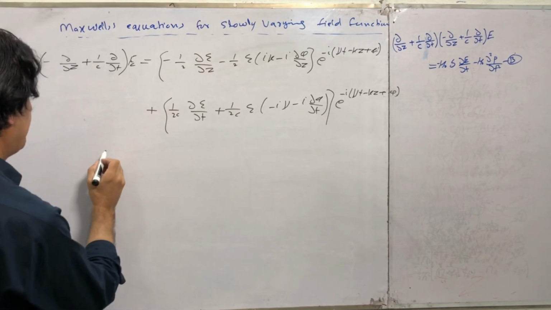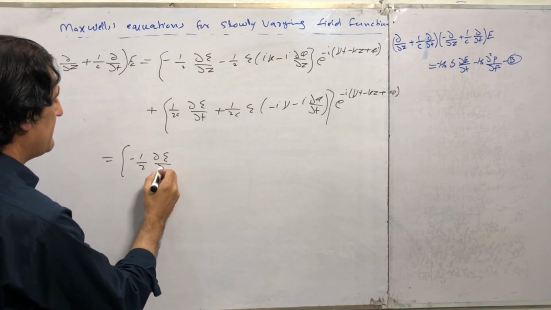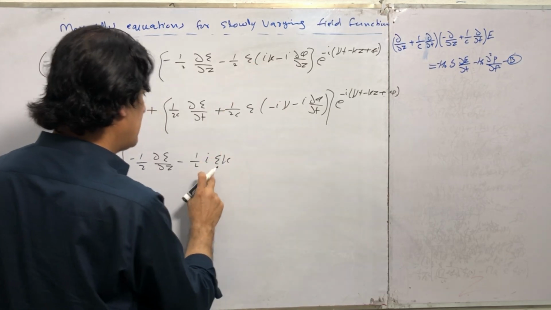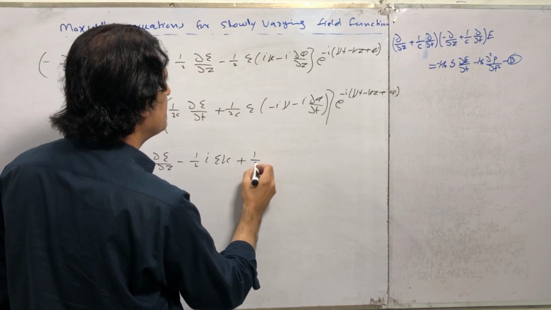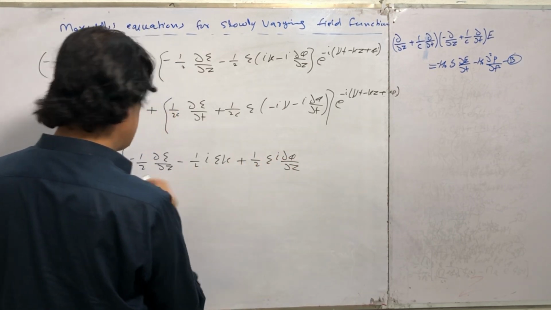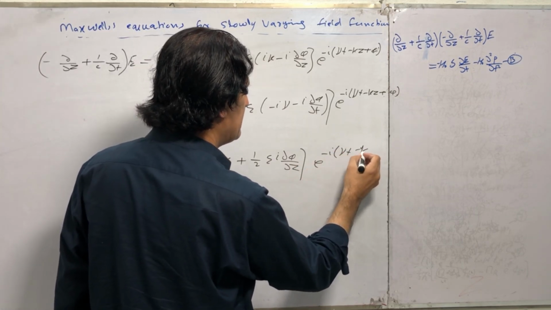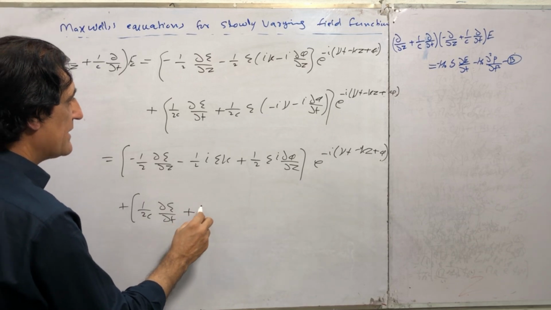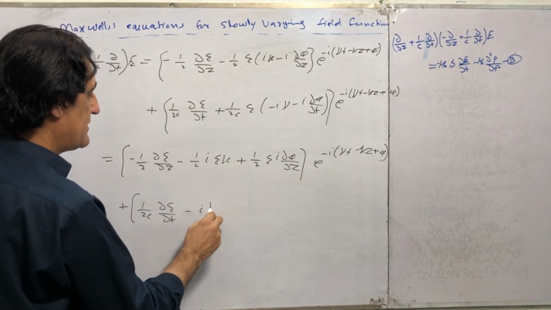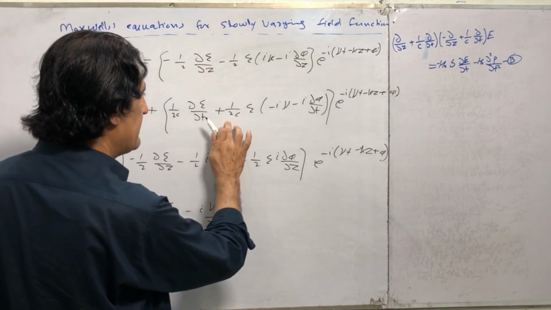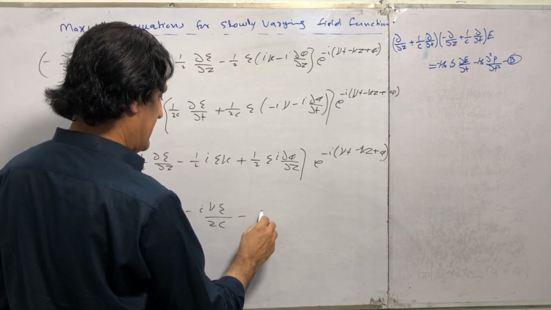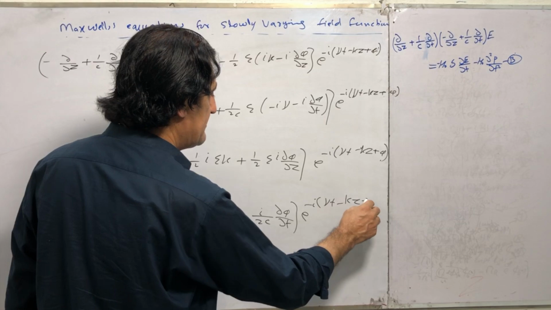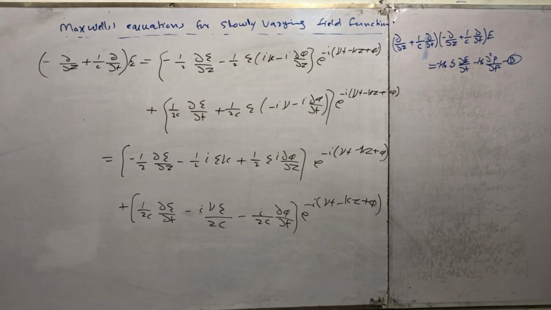Further, if we apply this, minus 1 over 2 partial e divided by partial z minus 1 over 2 iota e k, and if we multiply this with this, then plus 1 over 2 e iota partial phi divided by partial z, and e to the power minus iota nu t minus kz plus phi, and this term 1 over 2c partial e divided by partial t plus minus this minus iota nu e divided by 2c, and minus iota divided by 2c and partial phi divided by partial t, and e to the power minus iota nu t minus kz plus phi.